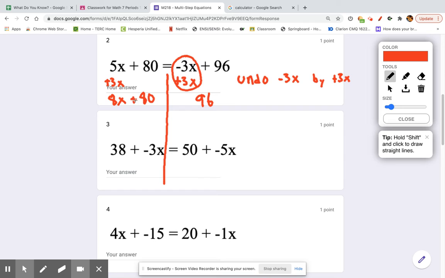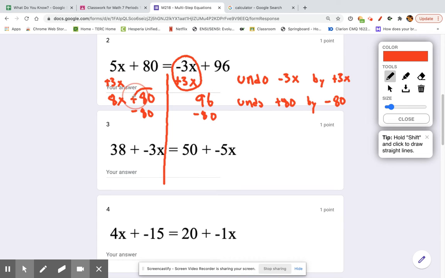Okay, so now we need to get the x all by itself. We need to work the order of operations in reverse. So we're going to start with addition instead of starting with parentheses and exponents, multiplication and division. So we're going to get rid of this 80. So we're going to undo adding 80 by subtracting 80. Okay, so we're going to do the inverse. The inverse of addition is subtraction. And we're going to do that from both sides.